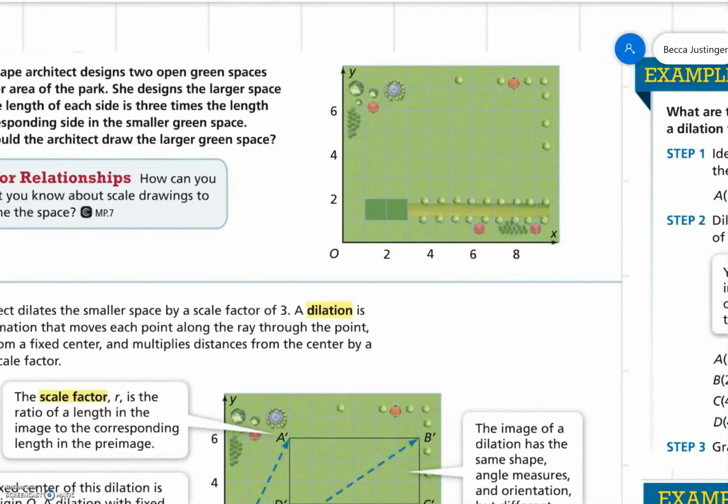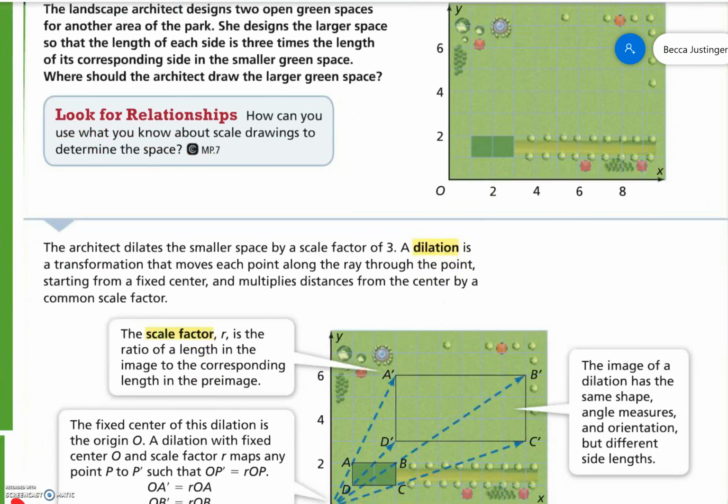Okay, example number 1. The landscape architect designs 2 open green spaces for another area of the park. She designs the larger space so that the length of each side is 3 times the length of its corresponding side in the smaller green space. Where should the architect draw the large green space? So how can you use what you know about scale drawings to determine the space?